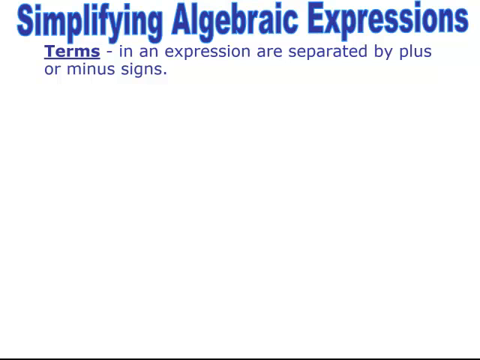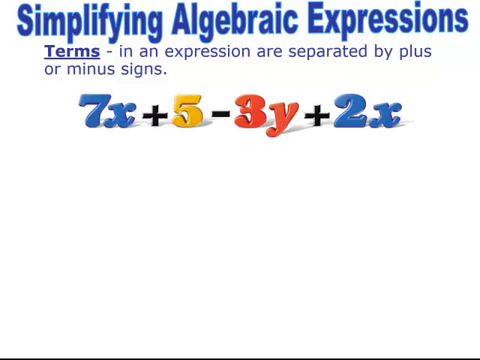So now when we're talking about simplifying algebraic expressions, it's important to know some common definitions. So the first definition is called terms. Whenever I'm talking about terms in an expression, they're separated by the plus or minus sign. So when we have an example like this, our terms here would be that 7x, that plus 5, the minus 3y, and the plus 2x. These are all terms. So I have 4 separate terms in this example.